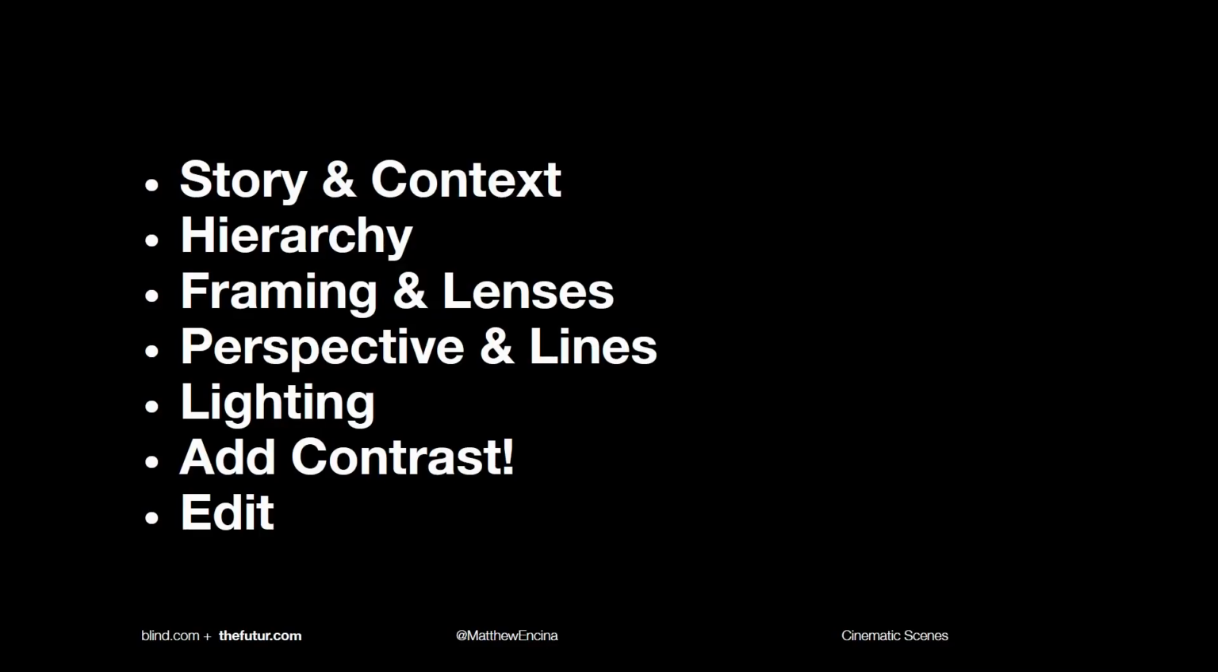So that was our exercise. I just want to recap it for you guys. Again, story and context is the most important thing. It's your cornerstone. You have to build everything off of that. In terms of technical things, hierarchy, what do you want people to see first, second, third, and so on. Framing and lenses is really important. So we could frame up the shot. We can choose what we want the viewer to see from what perspective. Perspective and lines, these are implied and physical things that direct our eyes. So be very aware of that.